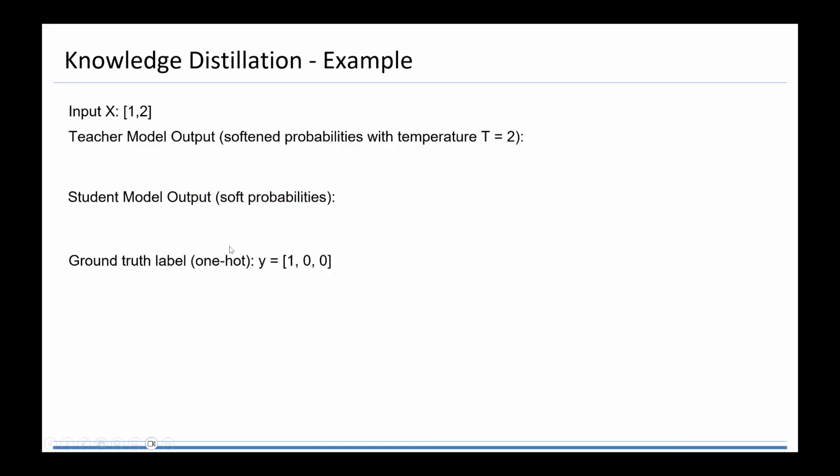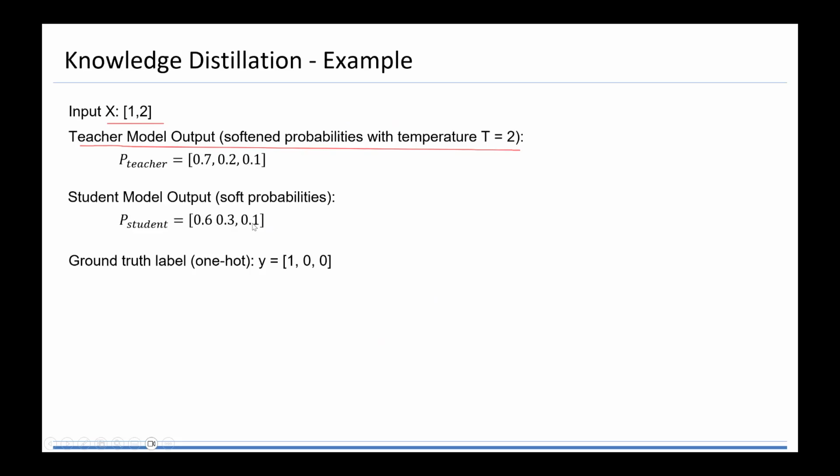So let me just have a very simple number. Let x be 1, 2, 3. And the teacher model outputs a softened probability with temperature T equals 2. I can show you like this. So this is the probability from the teacher: 0.7, 0.2, and 0.1. And this is the output from the student model: 0.6, 0.3, 0.1.